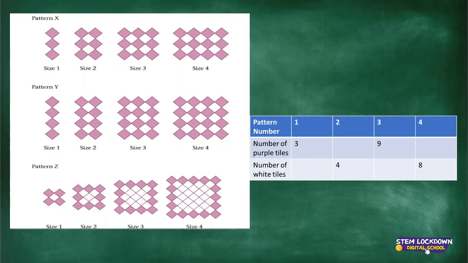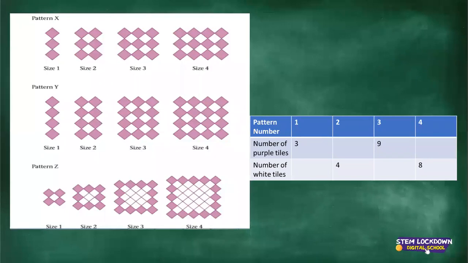Right? I'm going to repeat this again. With pattern Z, this is the difference. For you to be able to get the number of white tiles, you add the purple tiles with the white tiles on your first size to get the number of white tiles on your second size. 4 plus 1 equals 5. On your second size, you have 5 white tiles, right? For you to be able to move to the third size, you'll add 8 plus 5, 8 purple tiles plus 5 white tiles for you to be able to get the 13 white tiles, right?